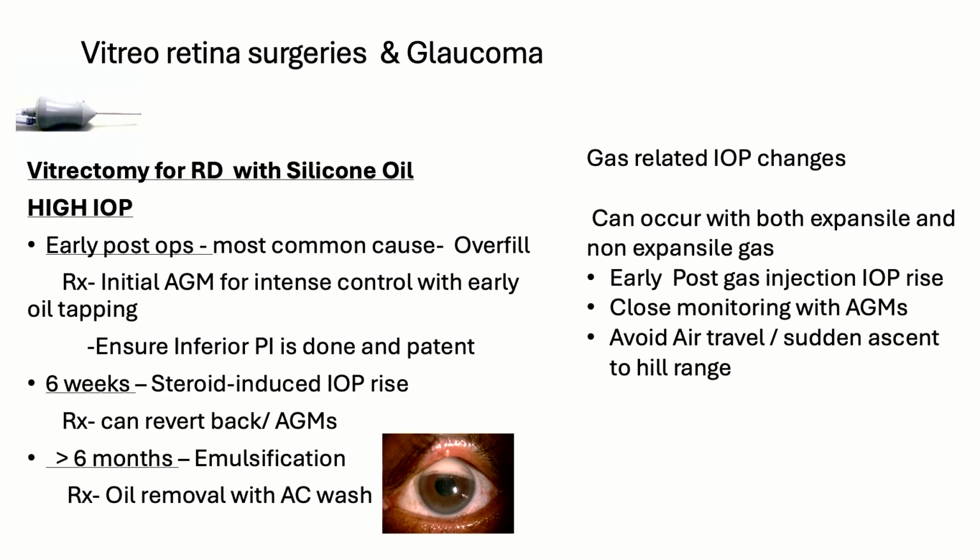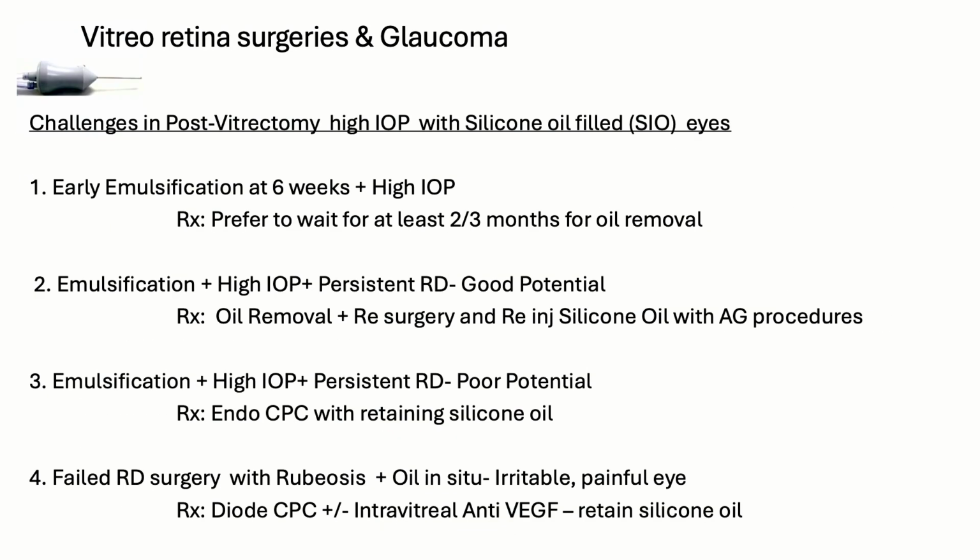Coming to gas-related IOP changes, definitely in the early postoperative period you may have both expansile and non-expansile gas causing high IOP. You need to keep in mind to measure the pressure very carefully and then send the patient back home. It is important to remember to avoid air travel and sudden ascent to the hill range. That is a very common cause of high IOP, which can lead to optic atrophy, glaucomatous optic atrophy also. Okay, I'll skip this because it may be challenging.